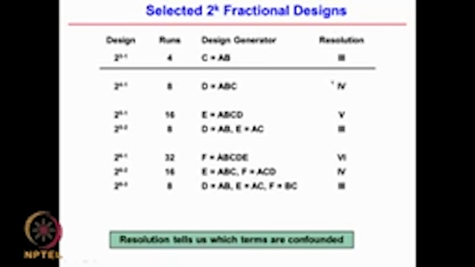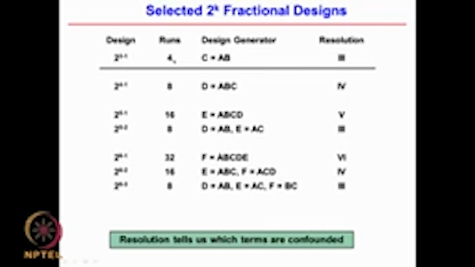So, this table gives you a nice idea. So, suppose I have 3 parameters or 3 factors. A full factorial will be 2 power 3, and I want to do half of these. So, 2 power 3 minus 1, that is 4 experiments.